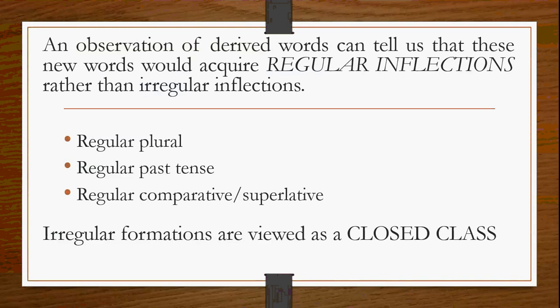Alright, back to English. So, we can say that those irregular formations, like zero morpheme, suppletion, and internal changes, normally those are closed class because you cannot create new irregular formations.